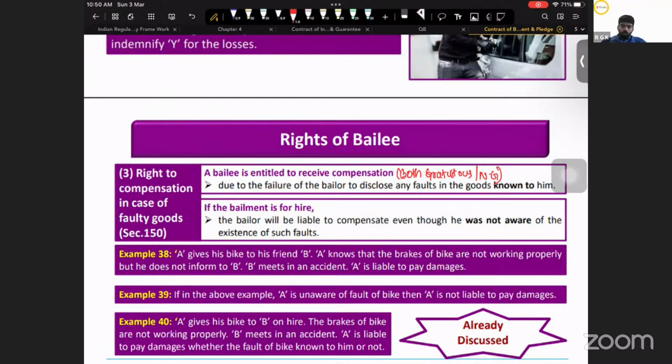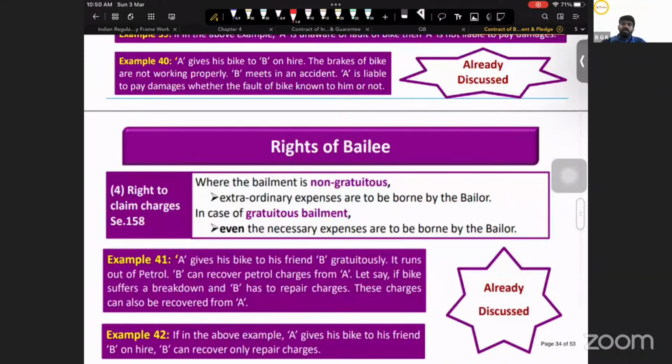So moving on further, rights of bailee. Next important point.